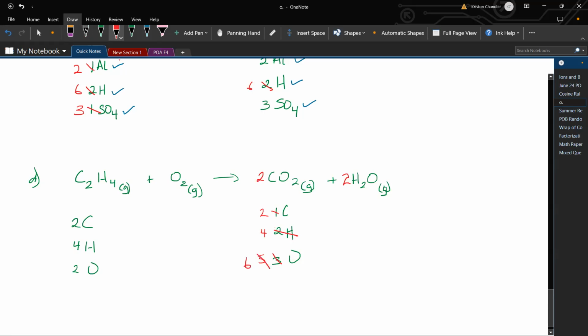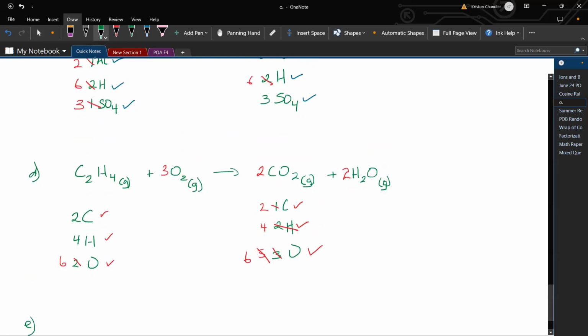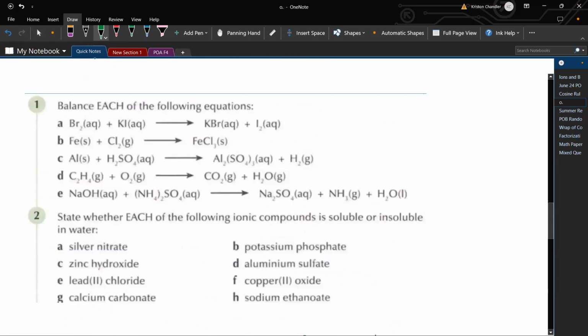Draw a line through this. This is fine. This is fine. And we need 6 O's here, so we put a 3 in front of this to make it 6 O's. Yeah? You okay with that one? Yeah? Then we move on. Yes, sir. Okay.